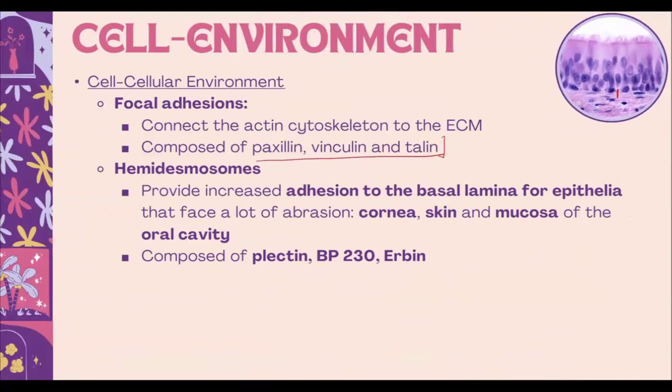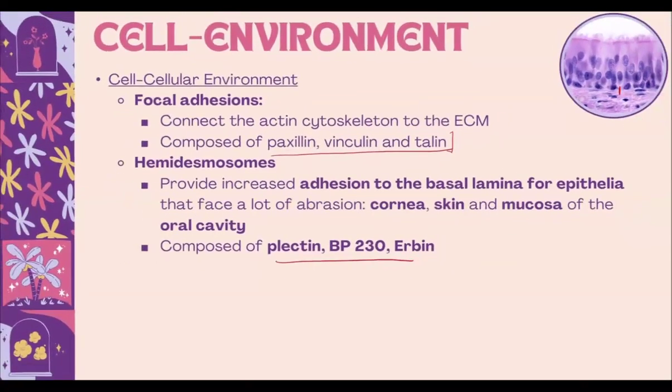For the mucosa of the oral cavity, where eating, this layer is constantly subjected to wear and tear. Same for our cornea, a very, very delicate part. And hemidesmosomes are composed of plectin, BP230, and integrin. I don't really have anything for you to memorize these, so keep them low priority, and if you have time, just go over these again.